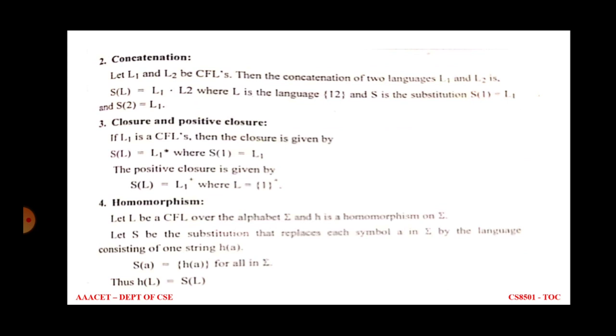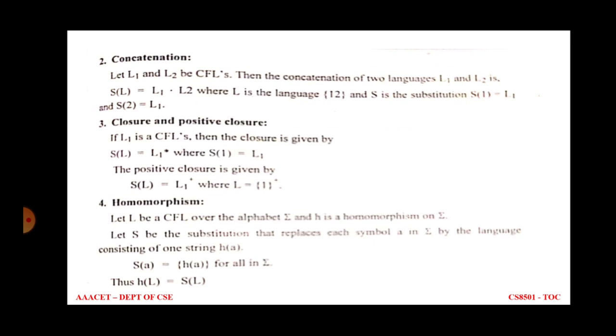Then the concatenation of L1 and L2 is nothing but S of L is equal to L1 concatenation dot operator L2. Next one is closure, Kleene closure and positive closure. Kleene closure is nothing but S of L is equal to L1 star. Positive closure is nothing but S of L is equal to L1 power plus. And the last application is homomorphism, which is nothing but we can substitute one string for another input string.